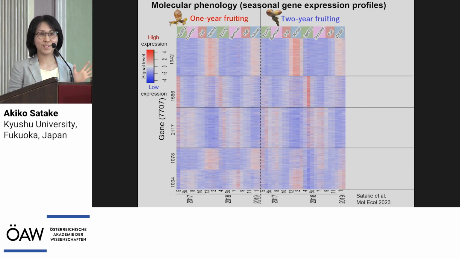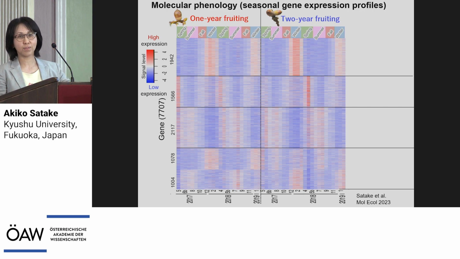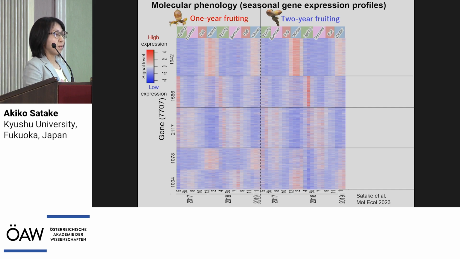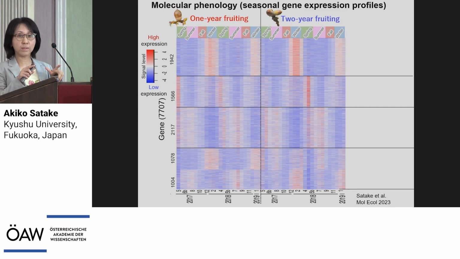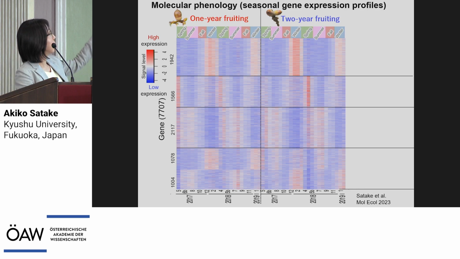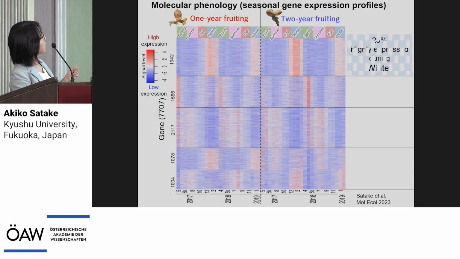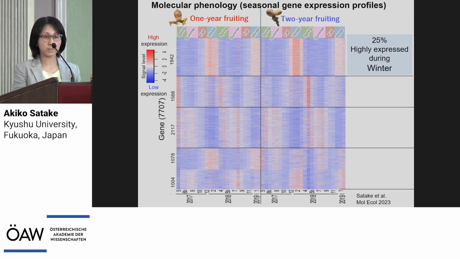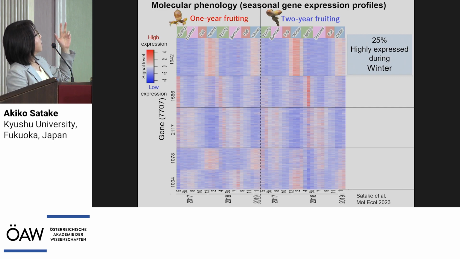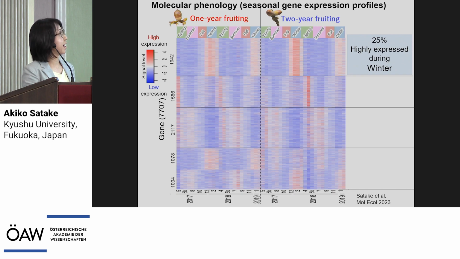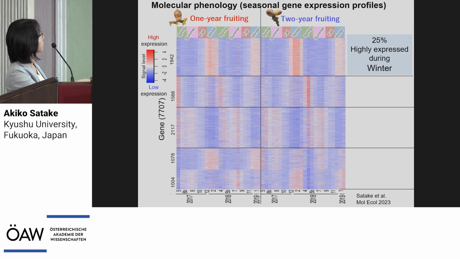And this is the data for molecular phenology in 1- and 2-year fruiting species. So our molecular phenology data show clear seasonality of gene expression profile. And depending on the similarity of expression profile, we find 4 distinct clusters. In the first cluster, that includes 25% of genes, the expression level is very high only in winter. Here. In both species, expression is high only in winter.